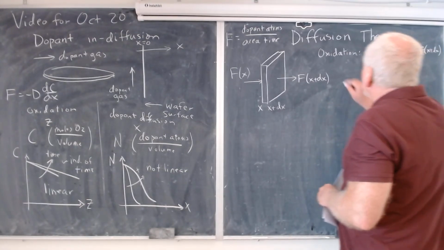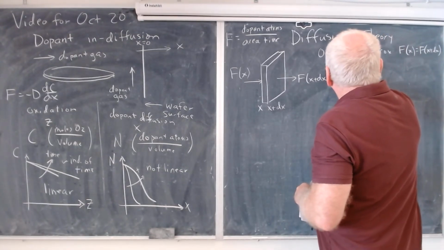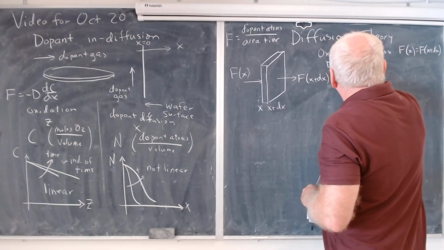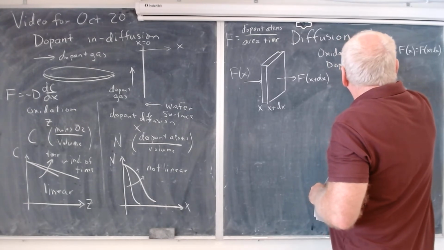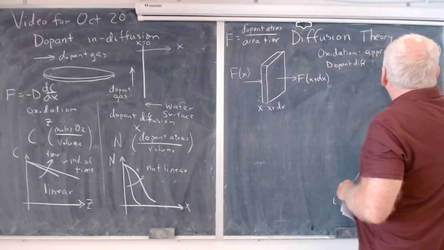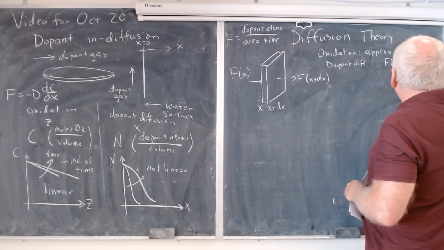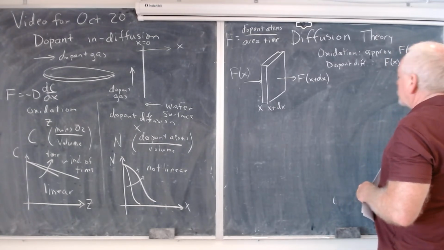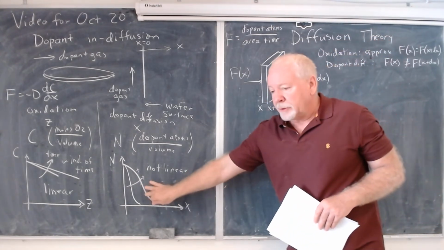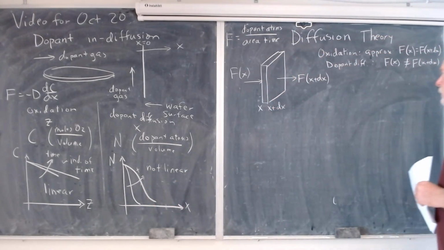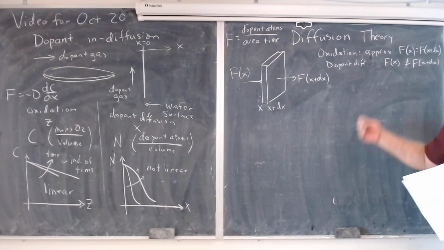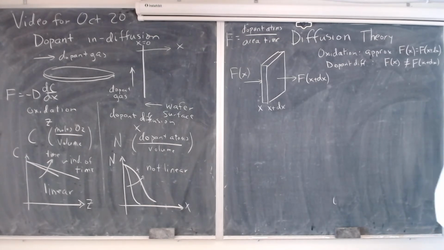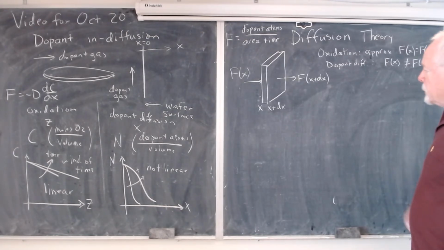But for dopant diffusion, F of x is not equal to F of x plus dx, which you can see in what I drew here: the slope is not the same. Now, I'm stating things and I'm not stating why. Let's go through the analysis and worry about why later.